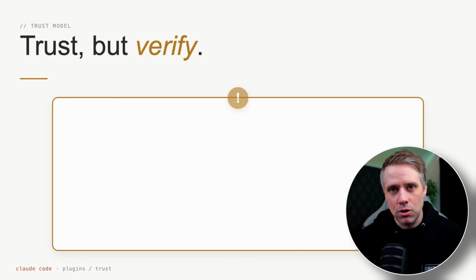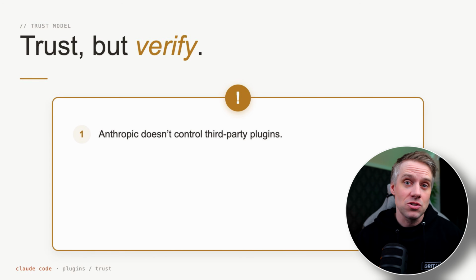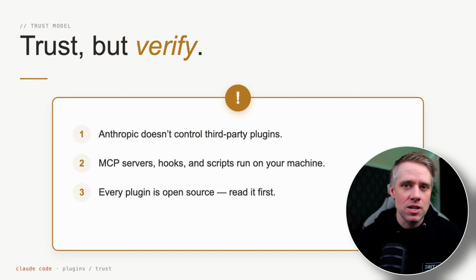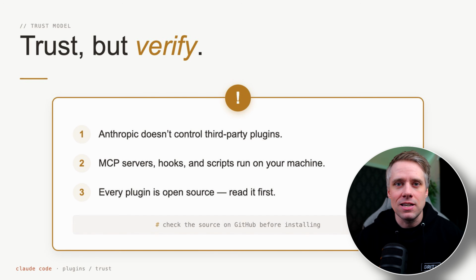So one important thing to know. Before installing any plugin, understand that Anthropic does not control what's in third-party plugins. MCP servers, scripts, hooks. Check the plugin's homepage and source code. Every plugin is open source, so you can read exactly what it does before installing. Generally, don't trust those plugins with very few stars on GitHub.